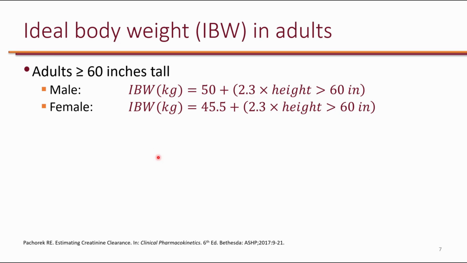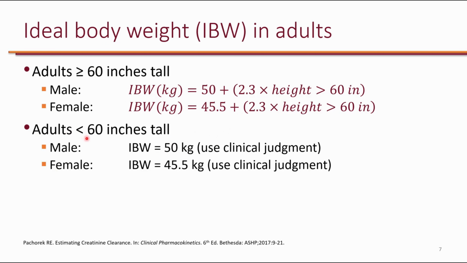Although in the original equation they used the total body weight, it's been suggested that total body weight may not be the best estimation for every patient. So typically we actually calculate ideal body weight, which are these equations. When it comes to patients who are less than 60 inches tall, it's suggested to use these numbers for ideal body weight. Of course, you should always use clinical judgment.